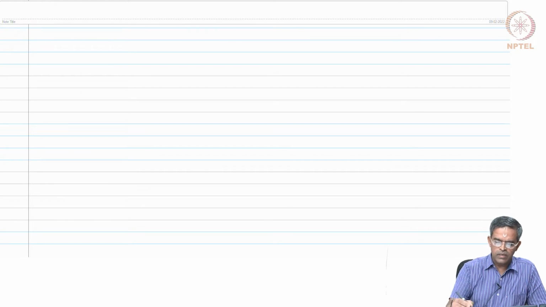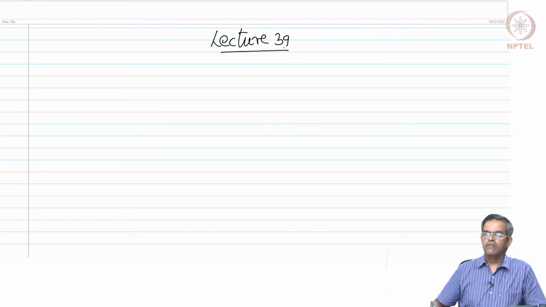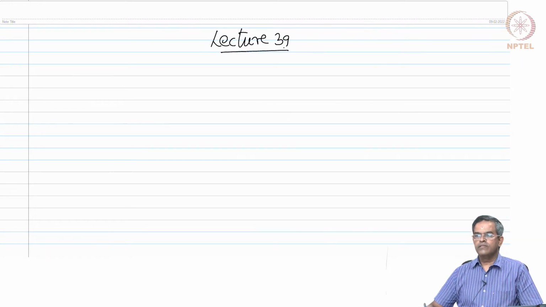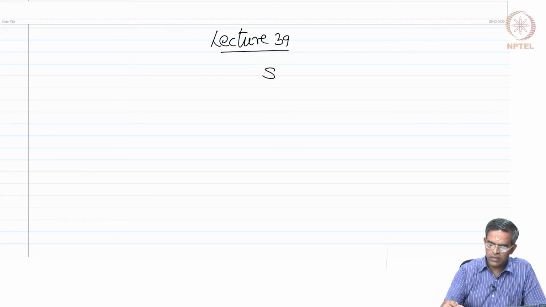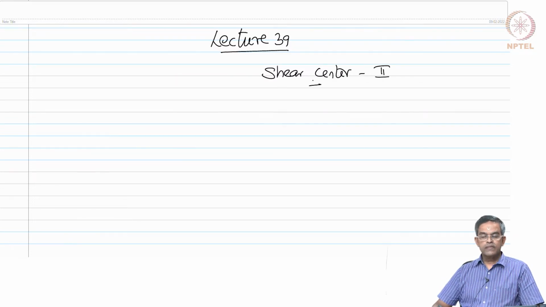Welcome to lecture 39 on the Advanced Steel Design course. We are discussing the shear center, so we will call this lecture Shear Center 2, because in the last lecture we discussed the conditions under which twisting of the cross section should happen, and we stated clearly that if the load is applied or passed through the shear center, you can avoid twisting of the cross section.